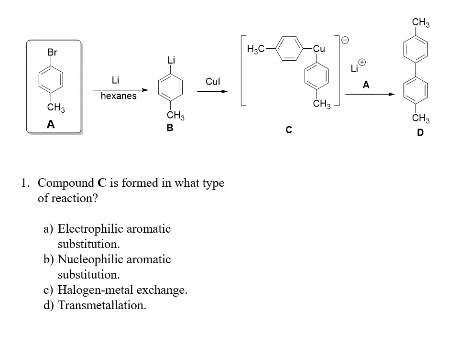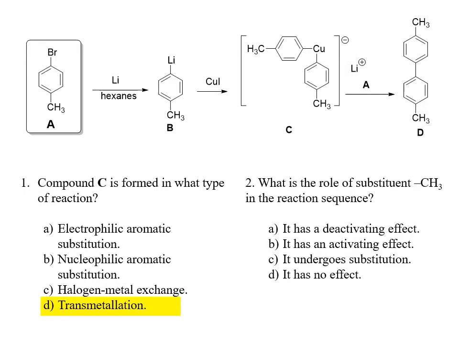First one, compound C is formed in what type of reaction? I already mentioned that reaction is a transmetallation reaction. Next question, question number 2. What is the role of substituent CH3 or methyl group in the reaction sequence? If this were electrophilic aromatic substitution, methyl group would have been activating substituent. But this is not reaction on benzene ring, so in this case methyl group has no effect. So correct answer is D.